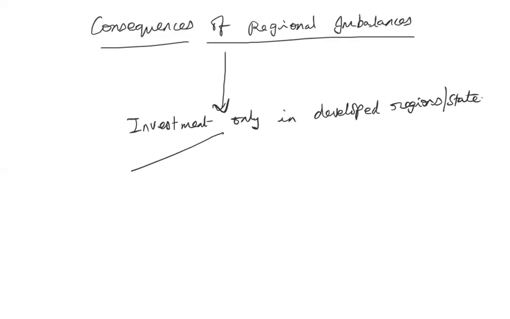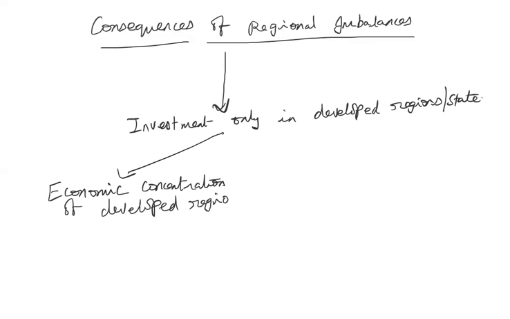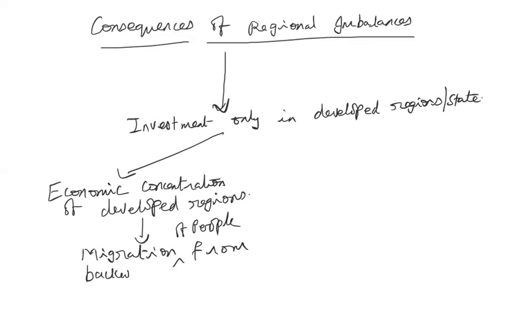Because of this investment only in developed regions, that is leading to economic concentration in developed regions. The wealth is concentrated only in those areas. And this attracts people from rural and other backward areas. So what is happening here is the migration of people from backward areas, because they are attracted by the development.